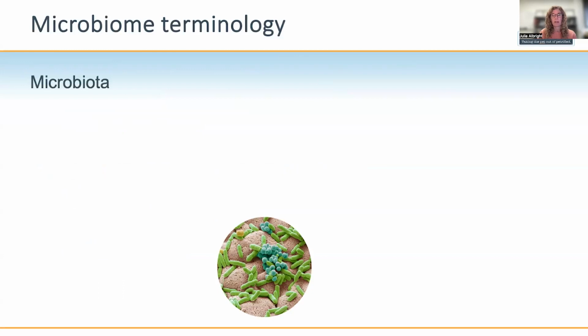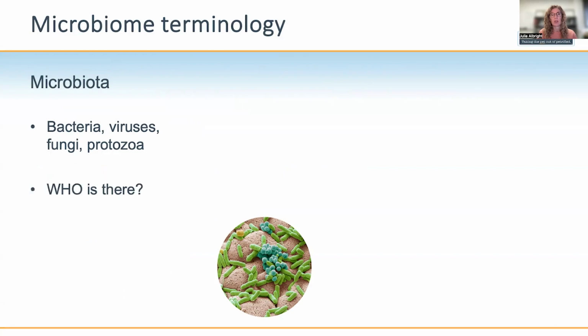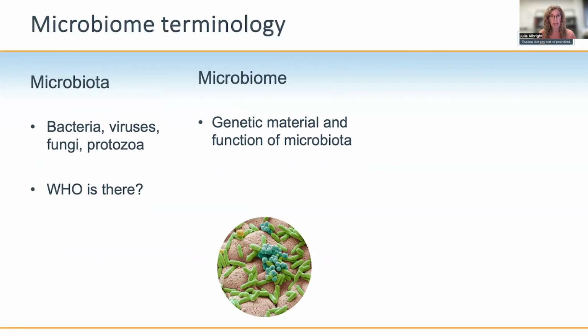The microbiota is the organisms. So this is the bacteria, the viruses, the fungi, the protozoa living in the body of interest. So in other words, who is there? And bacteria make up most of the microbiome. So the microbiome, though, refers generally to the genetic material and the function of the microbiota in that area. So in other words, what are those microbiota doing?